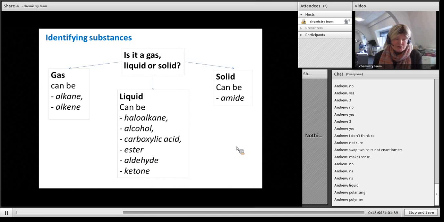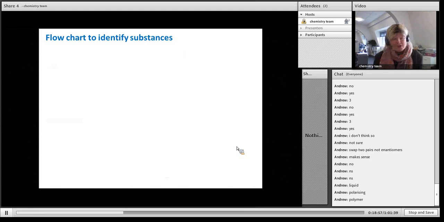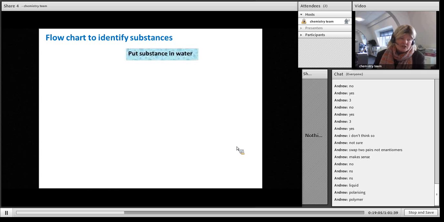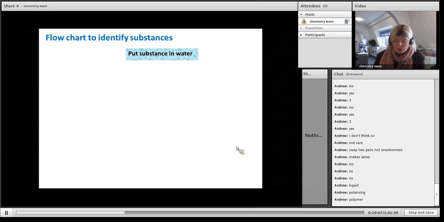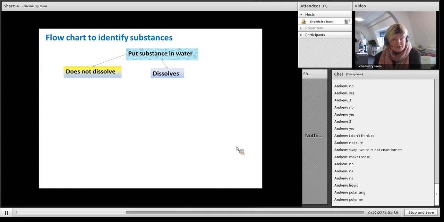I did notice, I think it was last year or the year before, they gave you solutions of the substance, so you couldn't use gas, liquid, or solid to identify it. This flow chart is to give an idea of when they say draw up a method to work out what's what. First test is always put it into water. If it doesn't dissolve, then you've got 1 group. If it dissolves, you've got another group, and of course the explosion one is the acyl chloride.